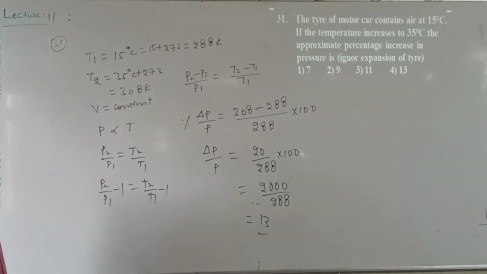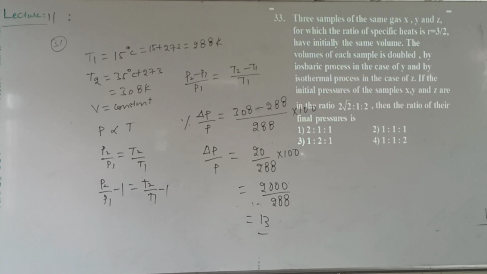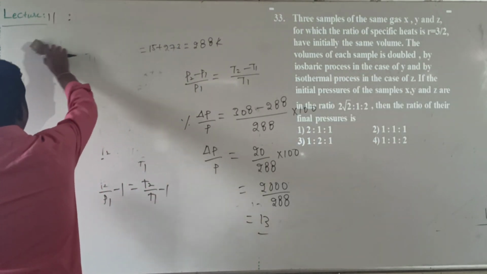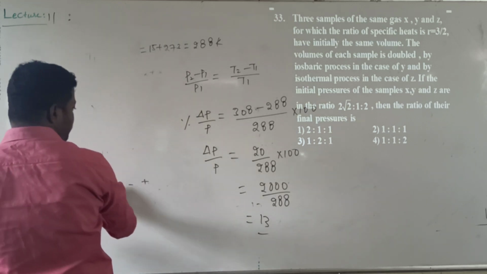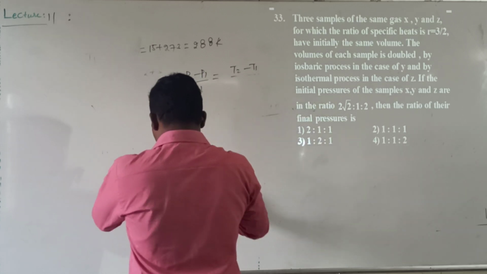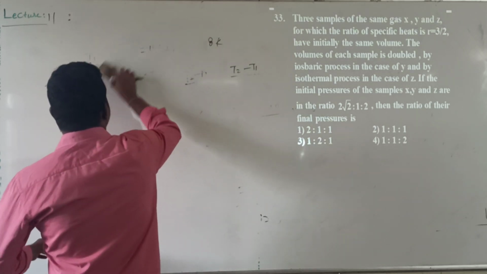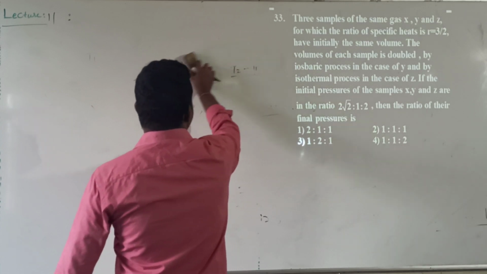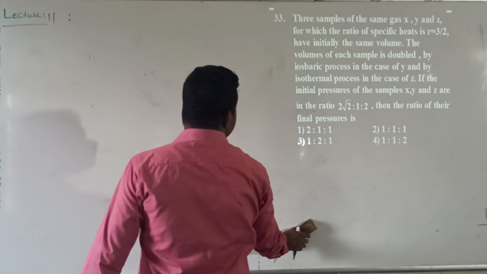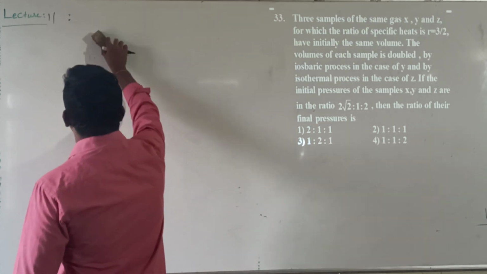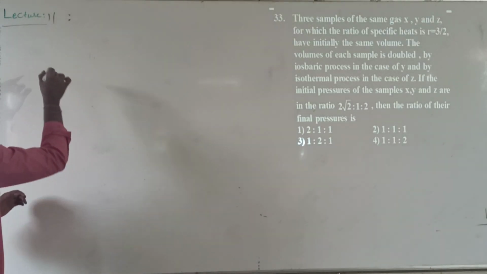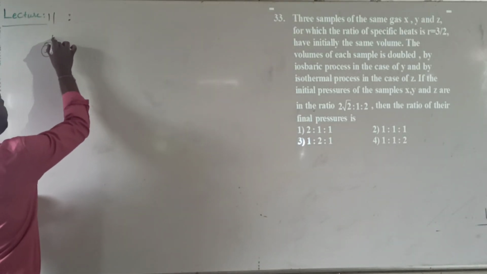Okay, this is question number 31. Next, question number 33, an important question. In this question, what they have given is that there are three samples of the same gas X, Y, Z for which the specific heat ratio gamma is 3/2. Now they have the same initial values. In this question number 33, a very important model.